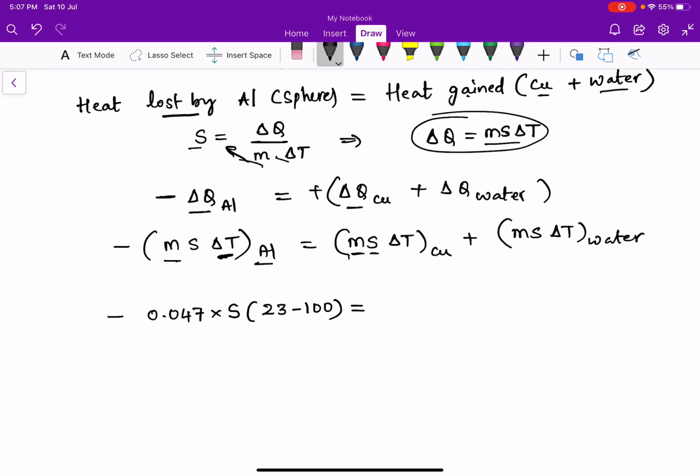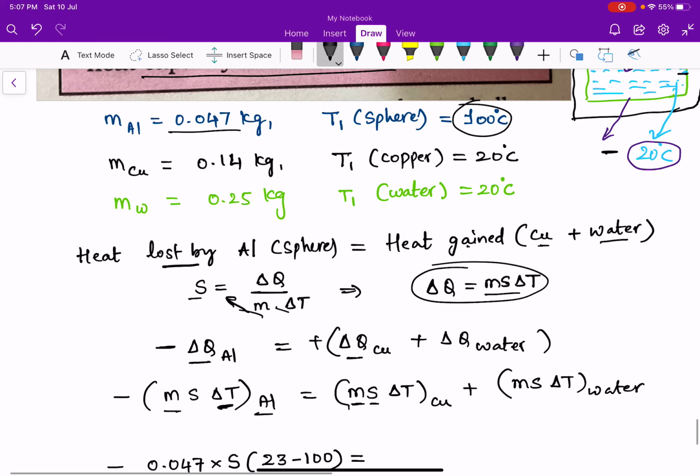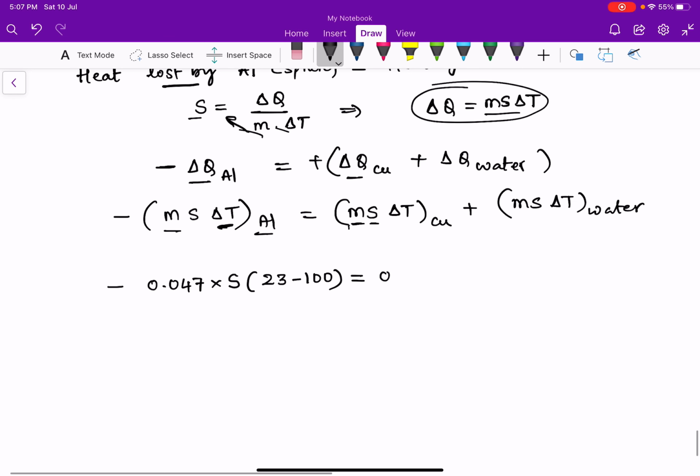This is equal to mass of copper into specific heat of copper. Mass of copper is given as 0.14 kg. 0.14 into specific heat capacity of copper. We have discussed already, the specific heat capacity of copper calorimeter is 386 joules per kg per Kelvin, into change in temperature of copper. Final temperature of copper is 23 minus initial temperature 20. So for copper it is written, and for aluminum it is written.